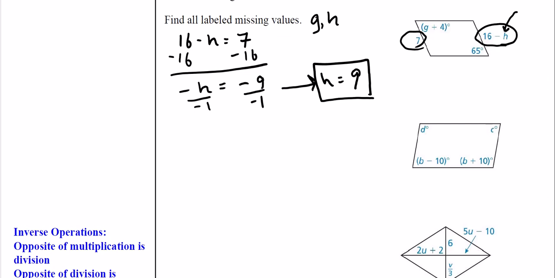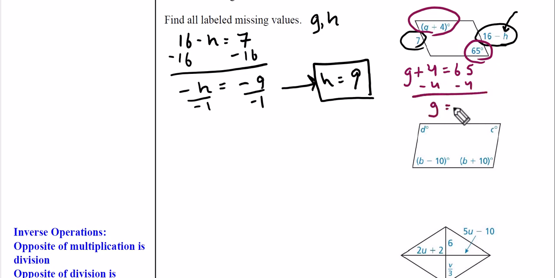What about g? How do you find g? Well, g is an angle, and I have the opposite angle given. We know the opposite angles are congruent to each other. So g plus 4 is equal to 65. If I subtract 4 from both sides, I get that g is equal to 61.